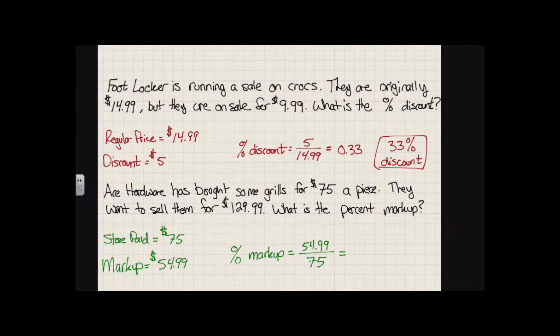It's obviously going to be less than 1. Let me see if I can guess. Probably right around, what, 0.7-ish? What is it? 0.73, okay? So 0.73, which is roughly a 73% markup.